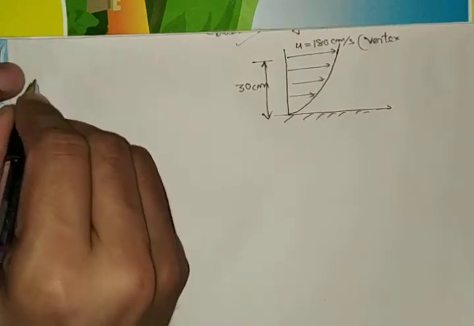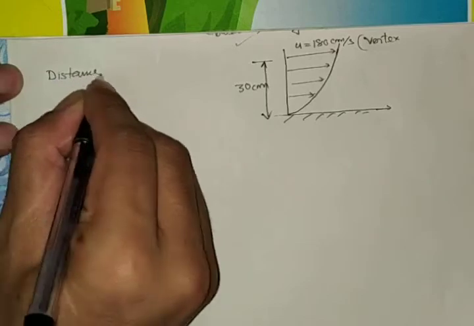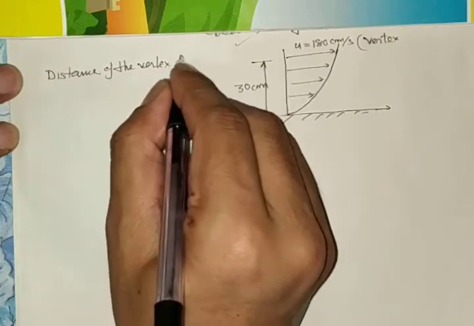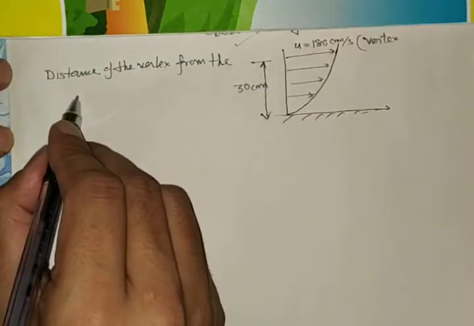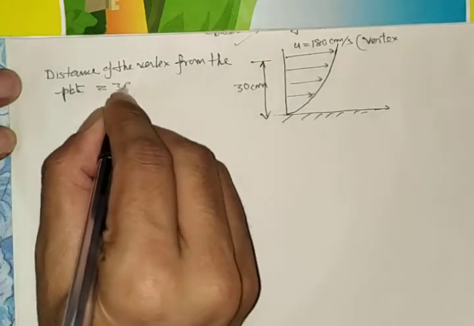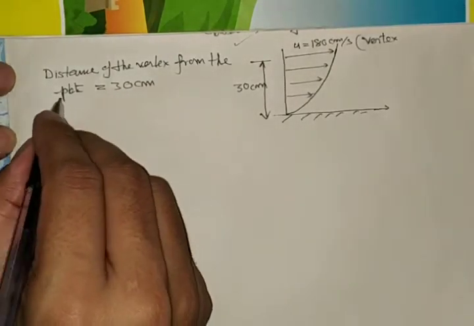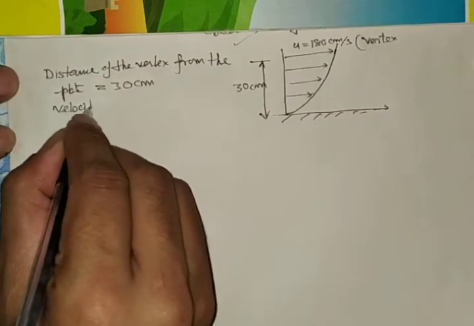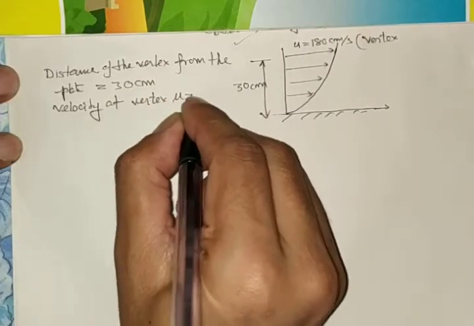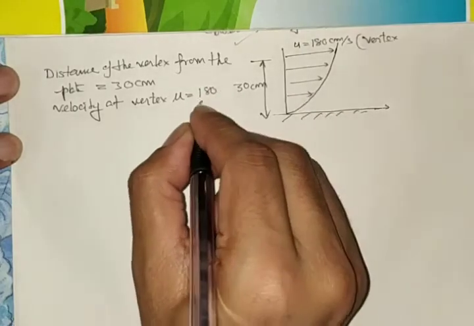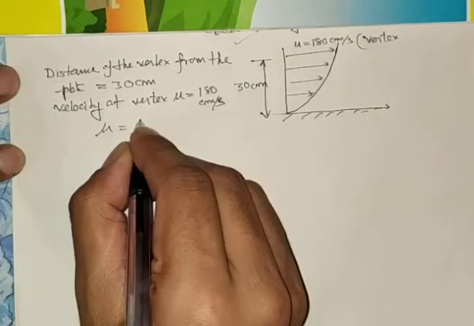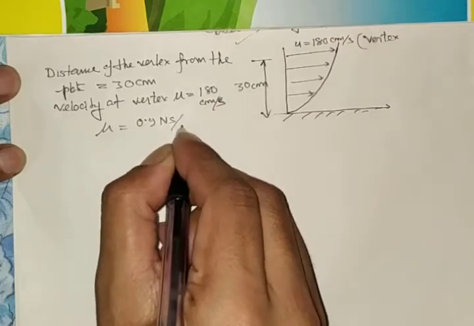So the distance of the vertex from the plate, that is 30 cm, which is already given, and velocity at the vertex, suppose small u, is 180 cm per second, and mu is given, 0.9 Newton second per meter square.